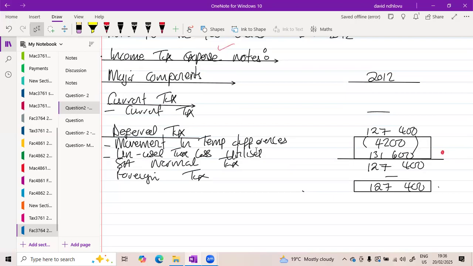Right. This issue of exemption: we are saying if you earn income from a foreign country, in South Africa you are not going to be charged tax if there is a double tax agreement between South Africa and the foreign country. The reason for that is because you would have paid tax in the foreign country. So we don't want to charge you tax again in South Africa.